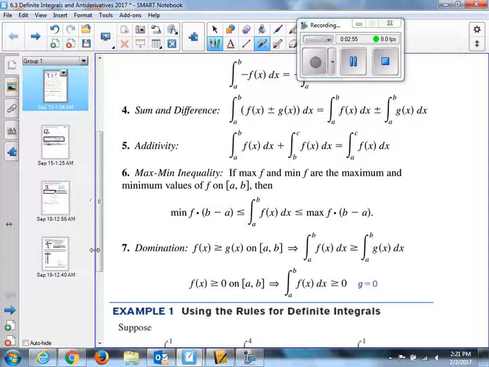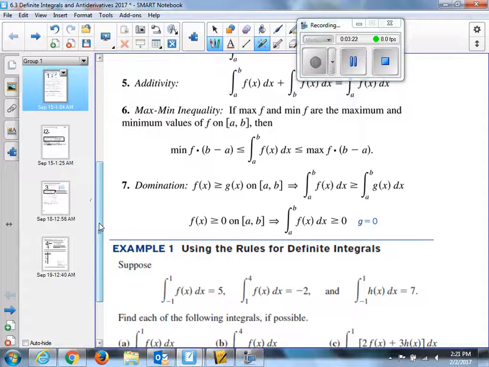Additivity. Now, if I went from a to b, and then b to c, so if I took the integral for the same function, by the way, from 2 to 5, and then 5 to 7, that will add up to the grand total of 2 to 7, that integral. If you take two small integrals, as long as they're connected in the middle, right? That's all that one means.